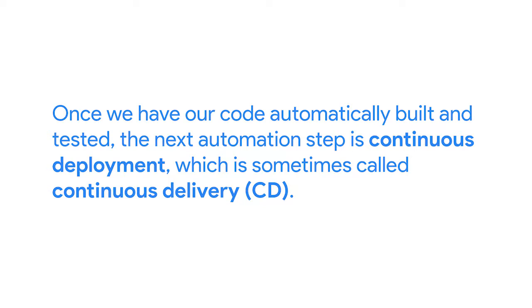Once we have our code automatically built and tested, the next automation step is continuous deployment, which is sometimes called continuous delivery, or CD. Continuous deployment means the new code is deployed often. The goal is to avoid rollouts with a lot of changes between two versions of a project, and instead do incremental updates with only a few changes at a time. This allows errors to be caught and fixed early. Typical configurations include deploying a new version whenever a commit is merged into the main tree, or whenever a branch is tagged for release.